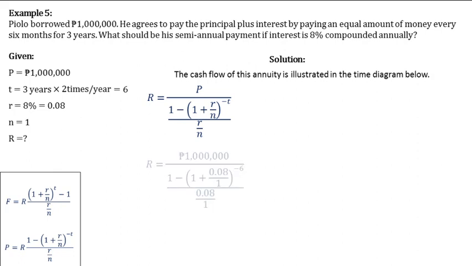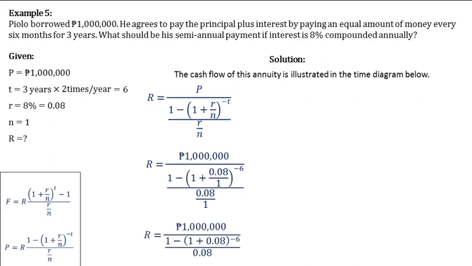So, we substitute the values to the formula of periodic payment. So, we have 1 million all over the quotient of 1 minus 1 plus 0.08 over 1 raised to negative 6, and 0.08 over 1. So, 1 million over 1 minus 1 plus 0.08 raised to negative 6 over 0.08. So, we first divide the 0.08 by 1. Then, we add 1 plus 0.08. So, we get 1.08.